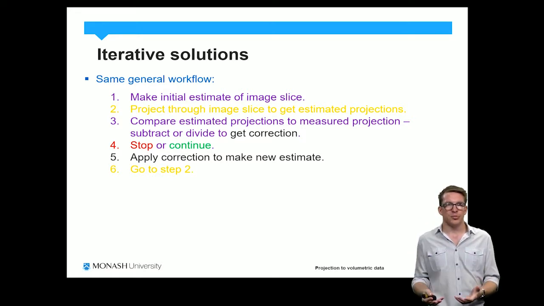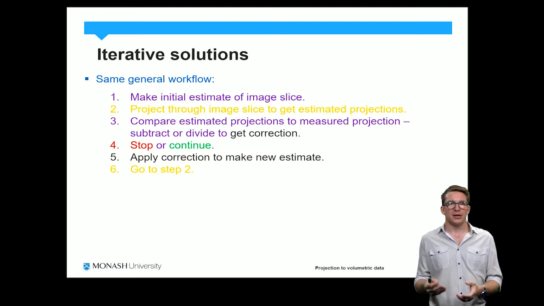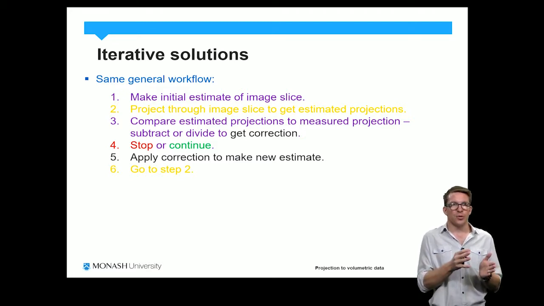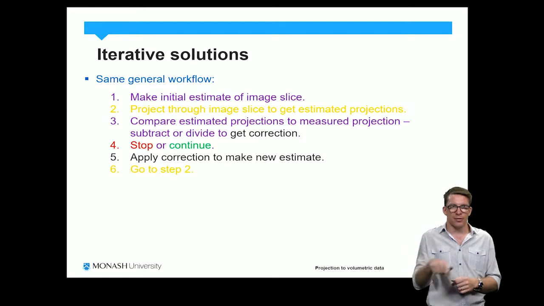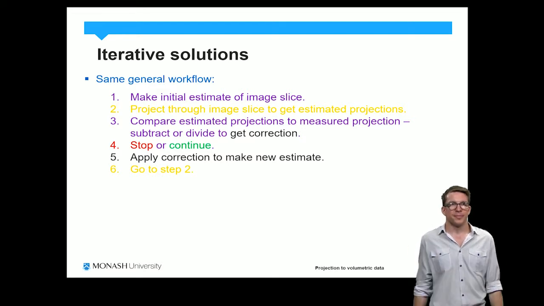Once we've got that new projection data set, we can then compare the estimated projections to the measured projections, work out how different they are, and whether we want to stop or continue going round and round this iterative loop. So if we do want to continue, we then go on to step 5, which means we apply a correction to make a new estimate, and then we go back to step 2. And effectively we can just go round and round this loop.